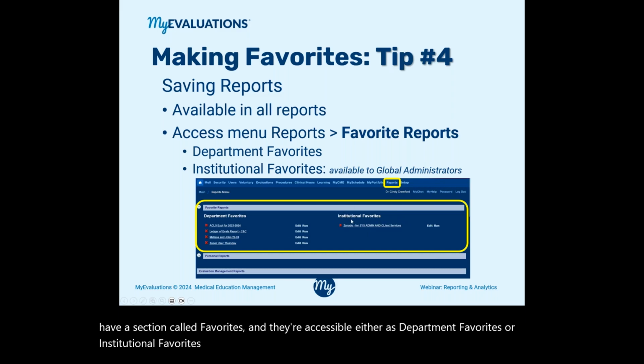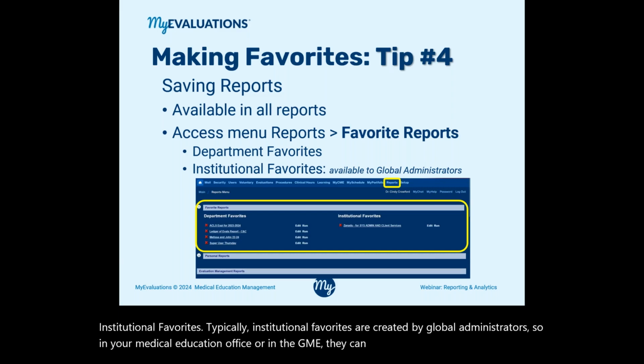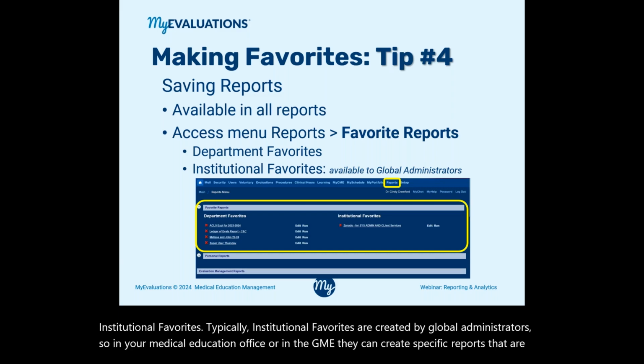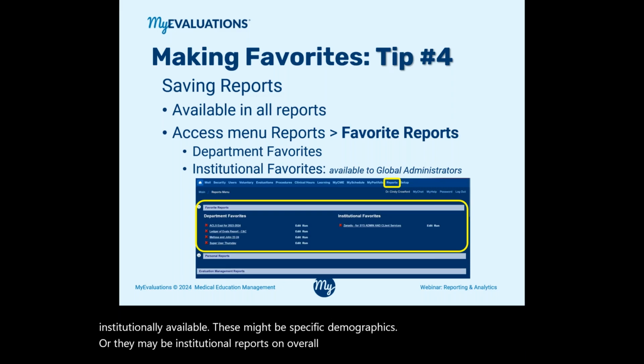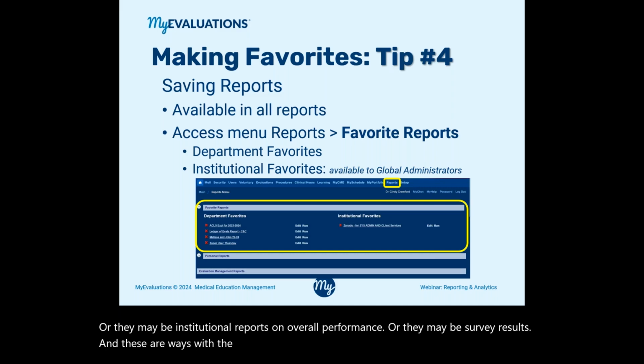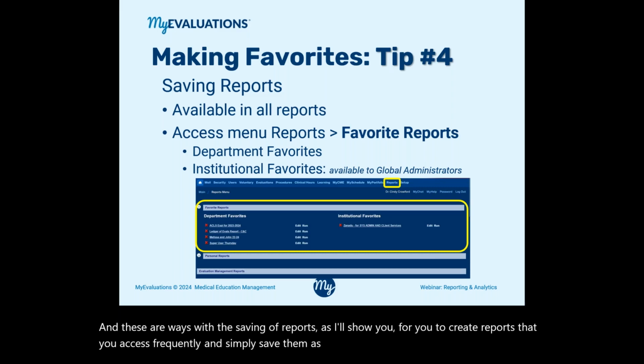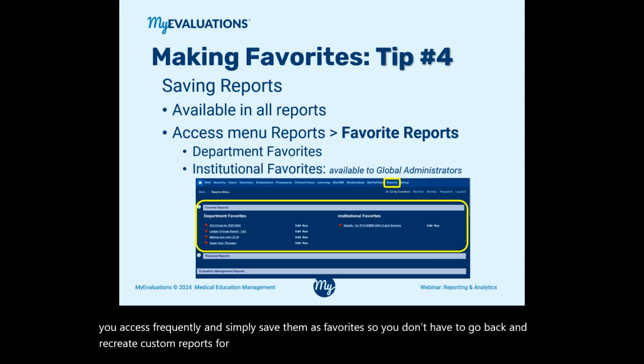Typically, institutional favorites are created by global administrators. So in your medical education office or in the GME, they can create specific reports that are institutionally available. These might be specific demographic reports, or they may be institutional reports on overall performance, or they may be survey results. And these are ways with the saving of reports, as I'll show you, for you to create reports that you access frequently and simply save them as favorites, so you don't have to go back and recreate custom reports for yourself with specific date ranges and filter settings.